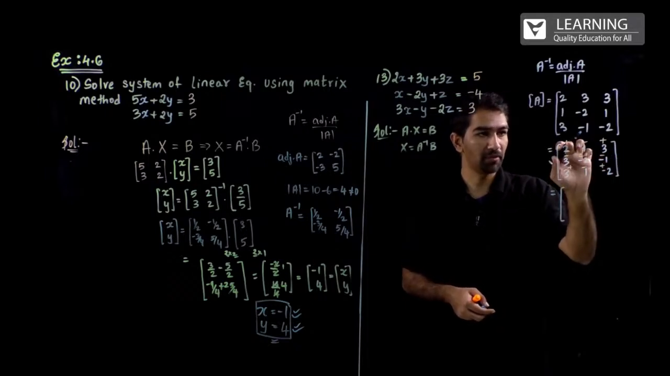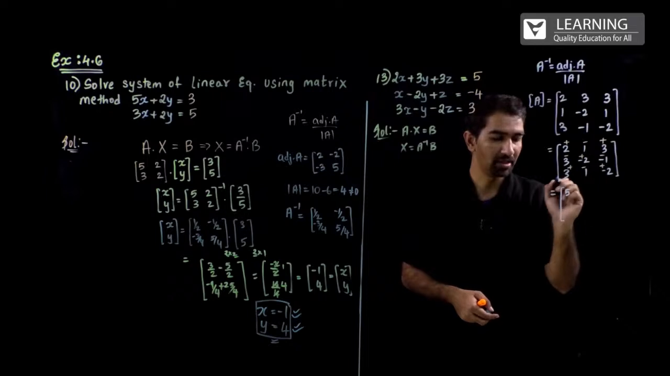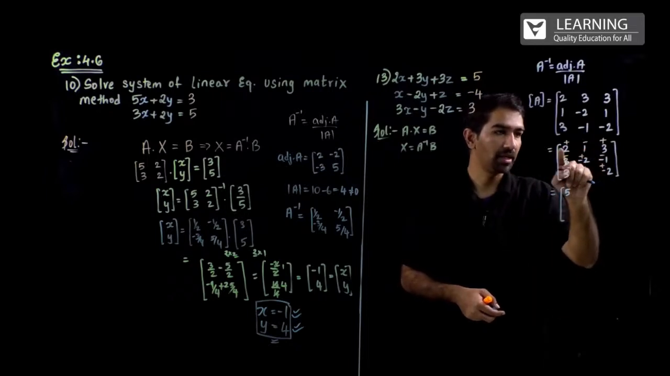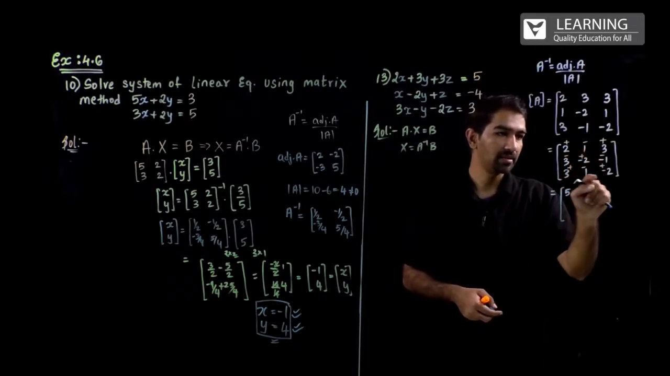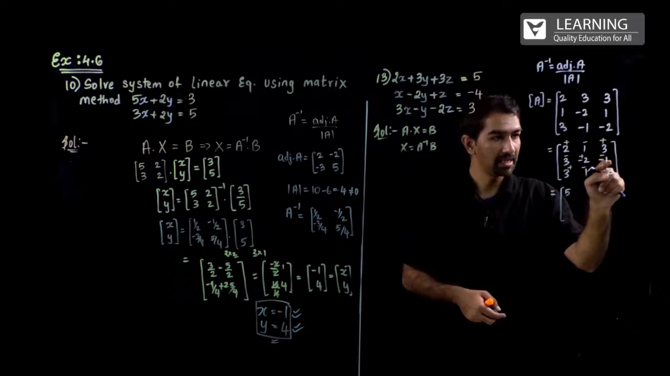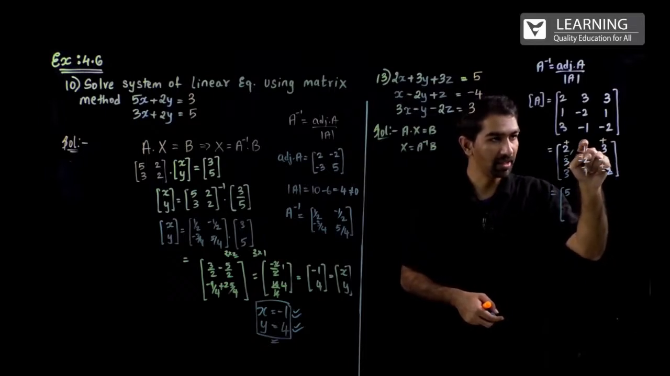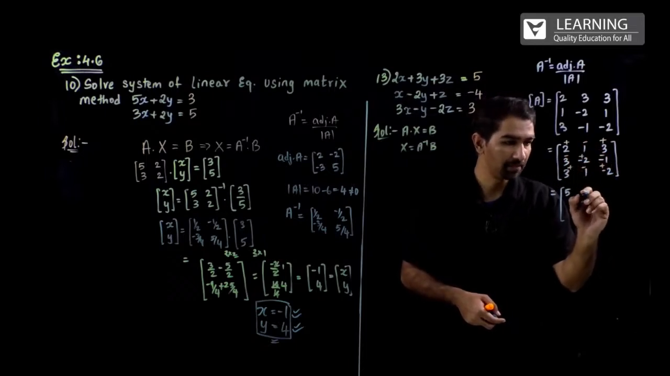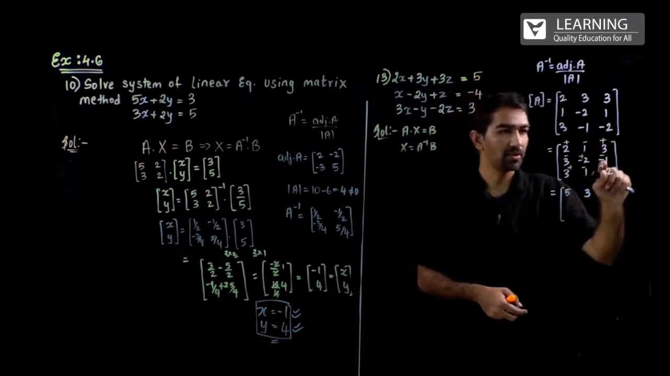5 multiplied with this cofactor, it is becoming 5 only. Okay, next, minor of 1: minus 6 plus 3, correct? Minus 6 plus 3 is minus 3. Minus 3 multiplied with the cofactor of 1, that is minus. Minus into minus will become plus. Moving on to the next one.